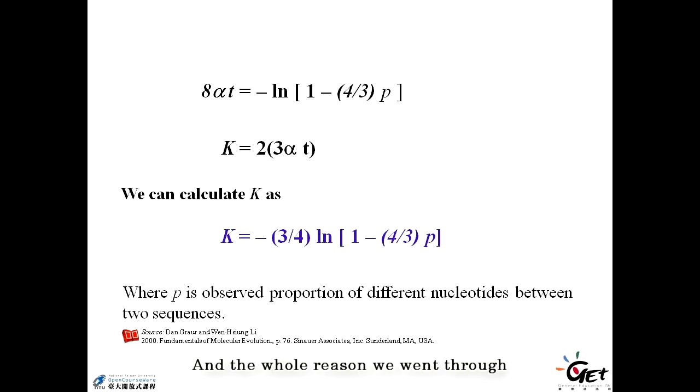And the whole reason we went through the whole calculation is to estimate all the possible changes during evolutionary time. I already repeated this last time. So this is how we calculate the k value between the given 2 sequences, assuming they have a common ancestor back to a time t.